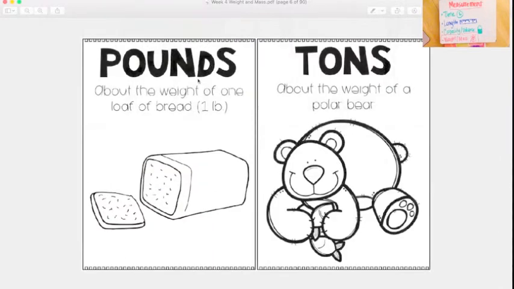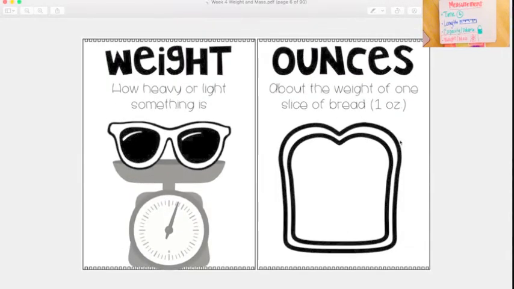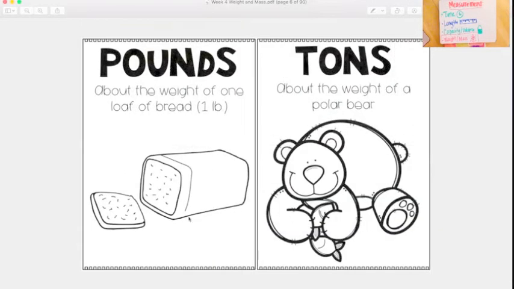Then we have pounds, which is probably the one you are most familiar with hearing. And it's about the weight of one loaf of bread, which is, so 1 pound, that's 16 ounces, guys. So 16 pieces of bread is about a loaf, and that's about 1 pound. And then we jump all the way to tons. So 2,000 pounds equals 1 ton. And that's about the weight of a polar bear.